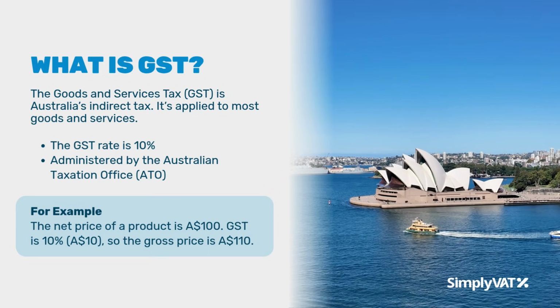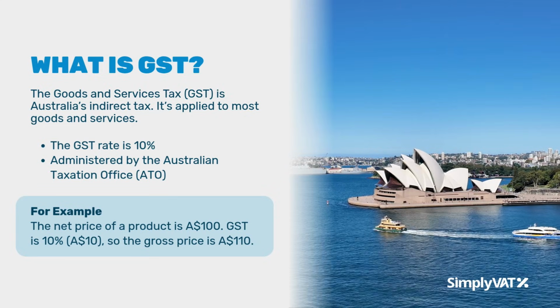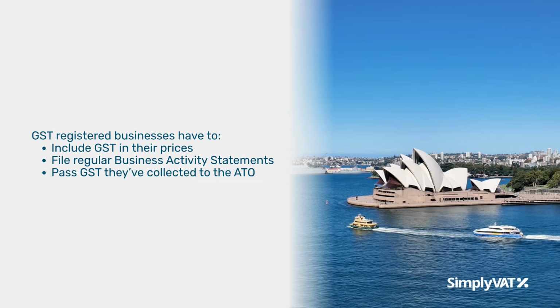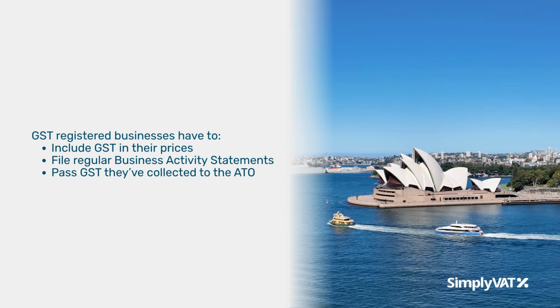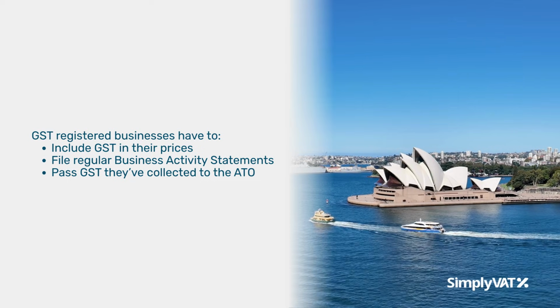When a business is registered for GST, they have to charge GST on their sales when it's applicable. They then have to regularly file a Business Activity Statement or BAS and pay the GST they've collected to the Australian Tax Office, the ATO.